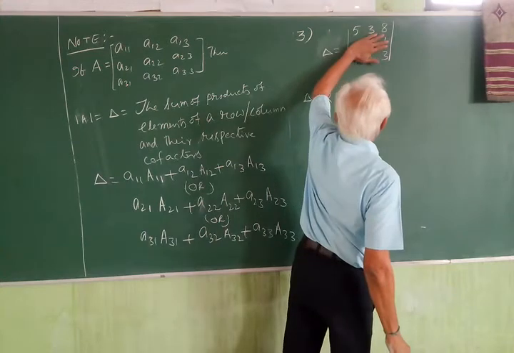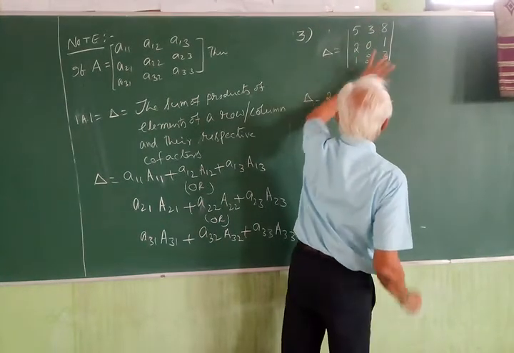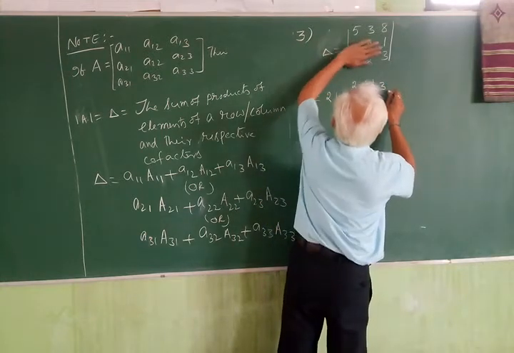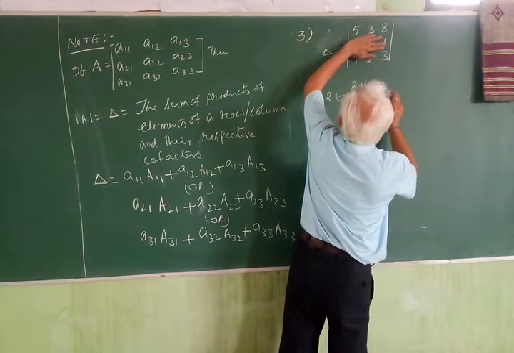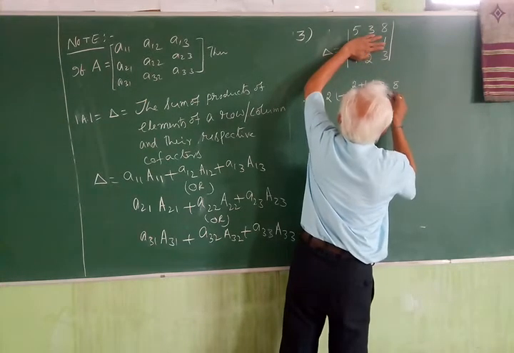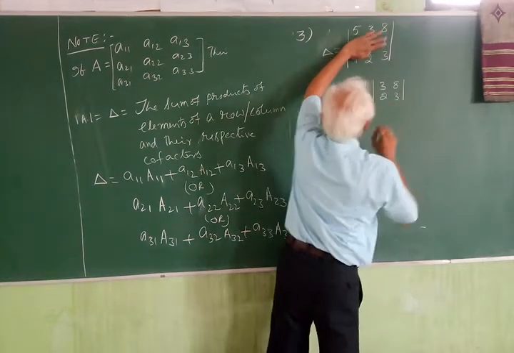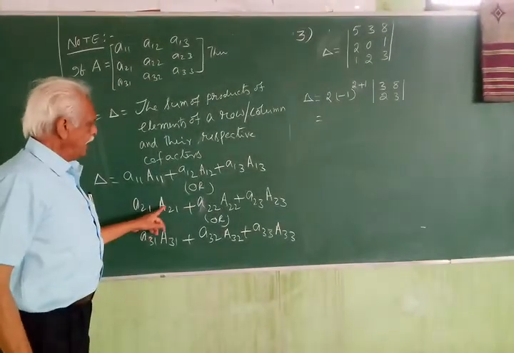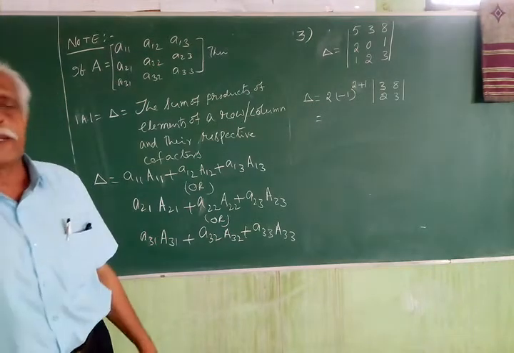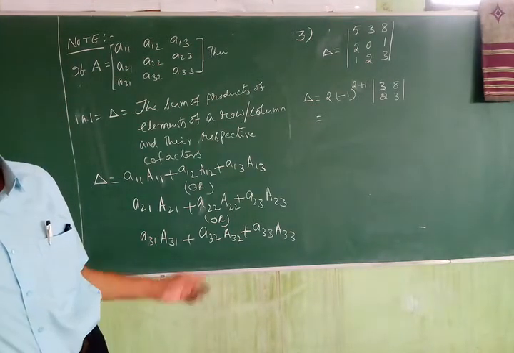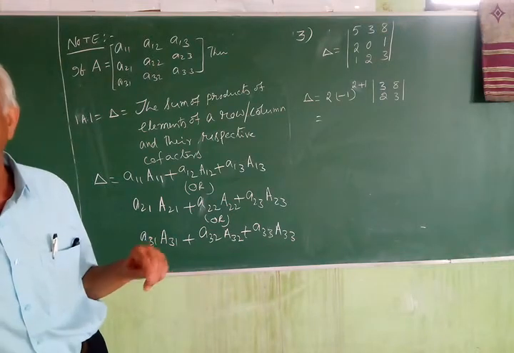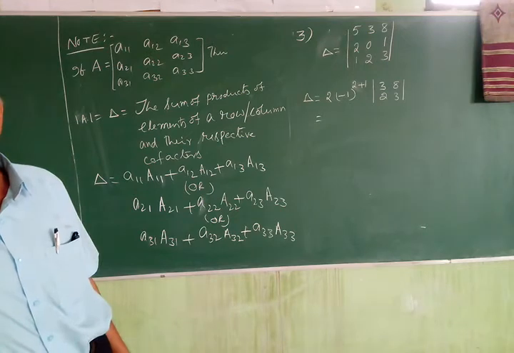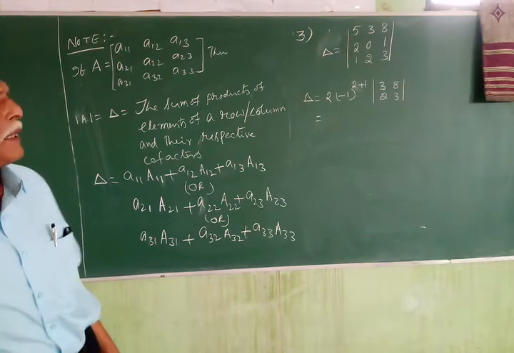2. Eliminating this row and the column, you are left with 3, 8, 2, 3. What is the formula? A21 into capital A21. How do we get capital A21? Minus 1 power of i plus j into Mij, where M is the minor.